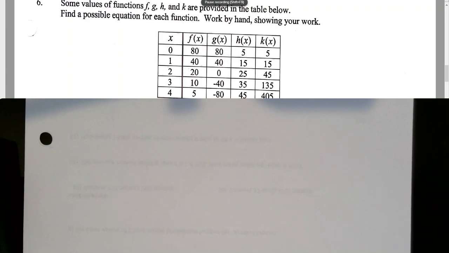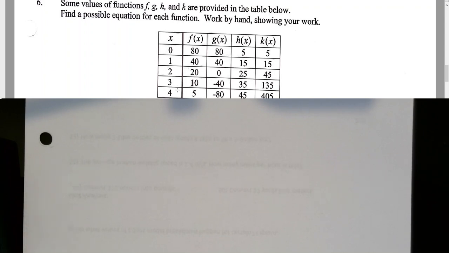The topic of this video is looking at how to write the equation of exponential functions. We're going to be looking at two examples. The first one, from the test 3 review, number 6, is looking at how to write a possible equation for each of these data sets, and we need to determine if it is linear or exponential or neither.